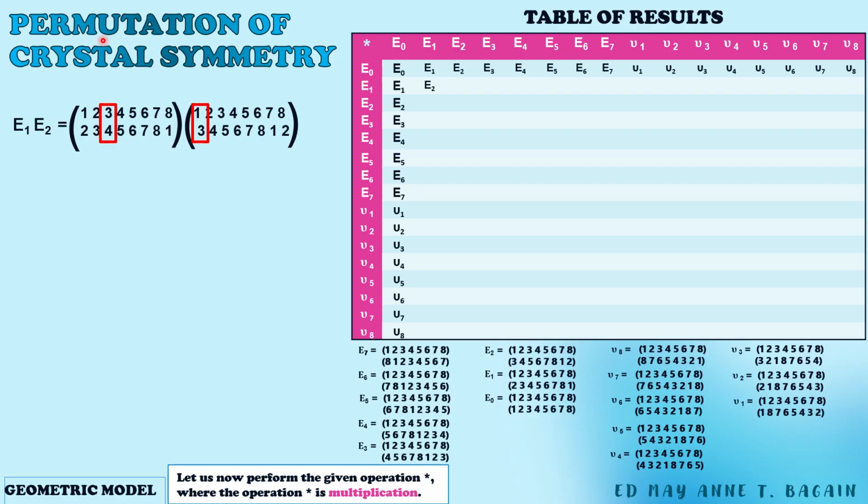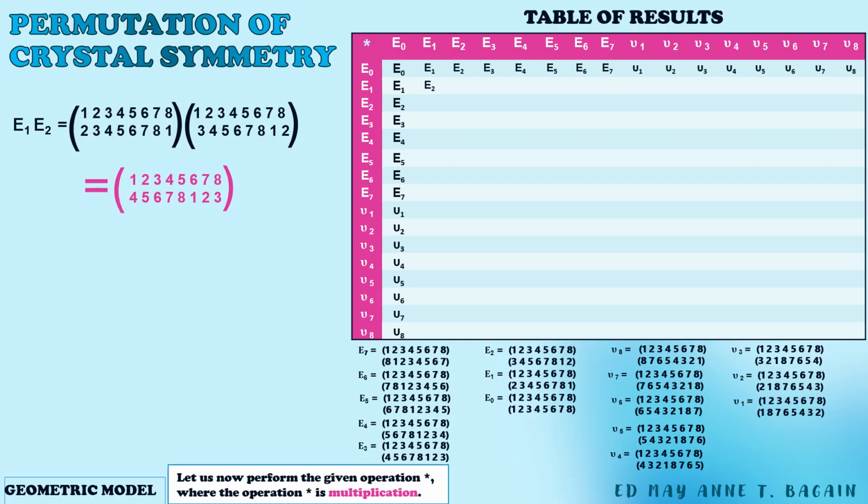I'm so sorry about that one. So we'll be looking at the 1 and 3. So here at the first permutation group, we will be looking at the 3 here, and the answer is 4. So the new one is 4. Okay, so that's how we got the answer. 1 is the new 4.